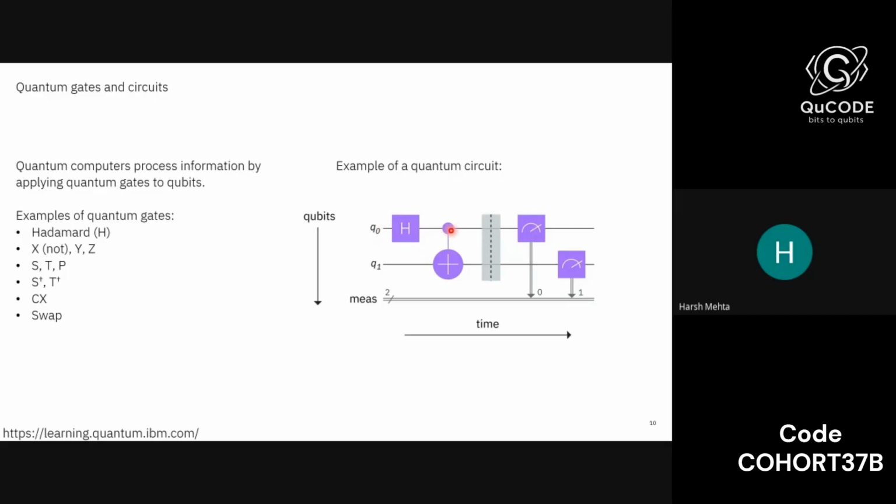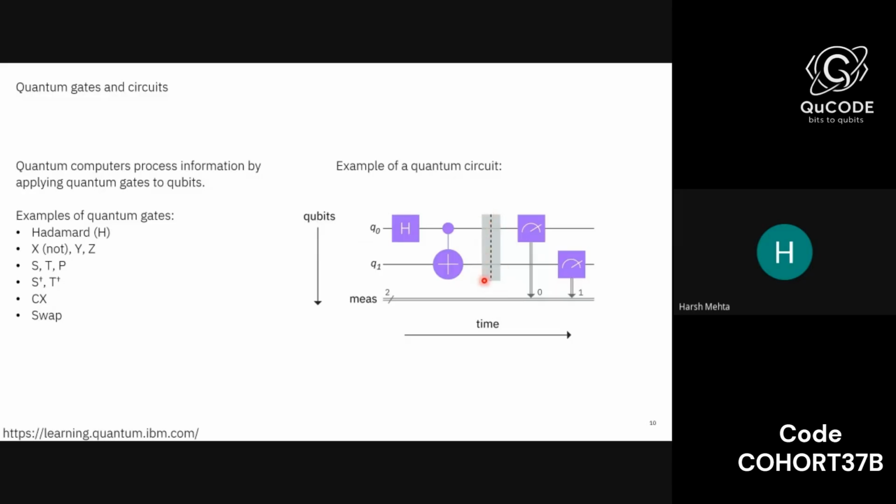If you see this black wire, this black wire represents the operations being performed on a particular qubit. For example, this block represents one particular operation. Don't worry if you don't understand what this means, I'll explain it in detail. This basically means a particular operation that is being applied on the qubit 0.